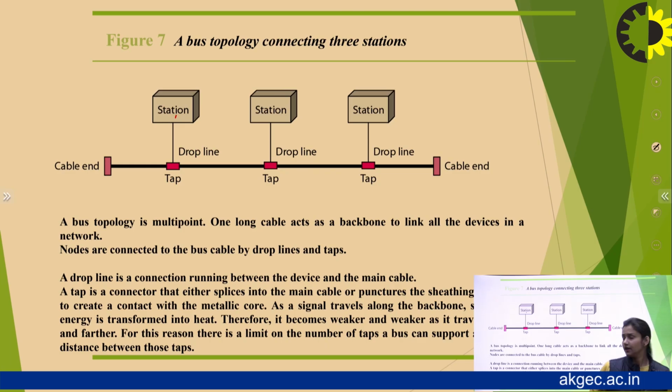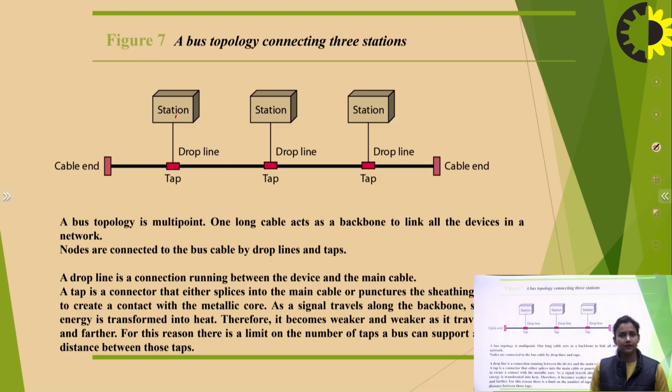If we are sending a message from one cable end to the last station, the last node, the message will come, then go through the first station, which checks, no, this is not my receiver. Then it goes to the next, checks again, and then goes to the final receiver and is received. As the signal travels along the backbone again and again, the energy is transformed into heat. Therefore the message becomes weaker and weaker.